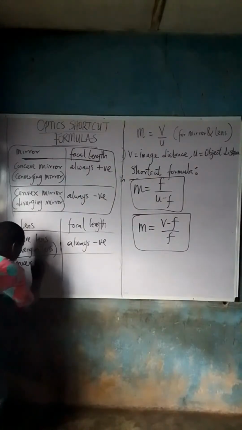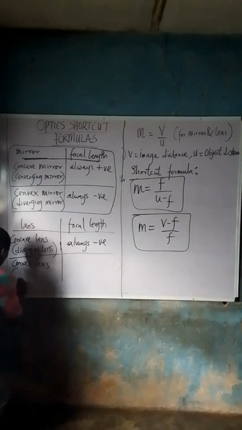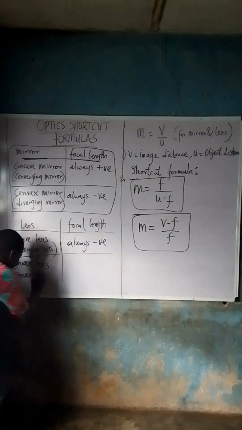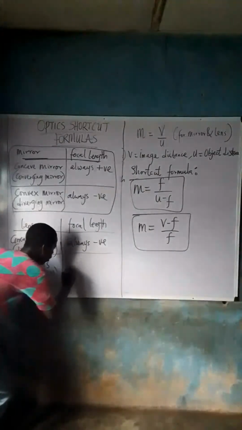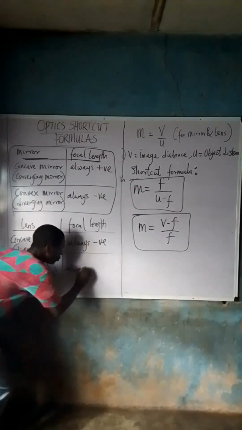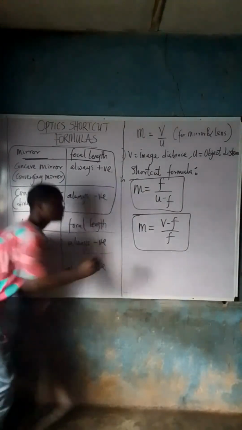Convex lens, also called converging lens. Let's see what we have, guys. Focal length is always positive. So I hope the twist is very clear.